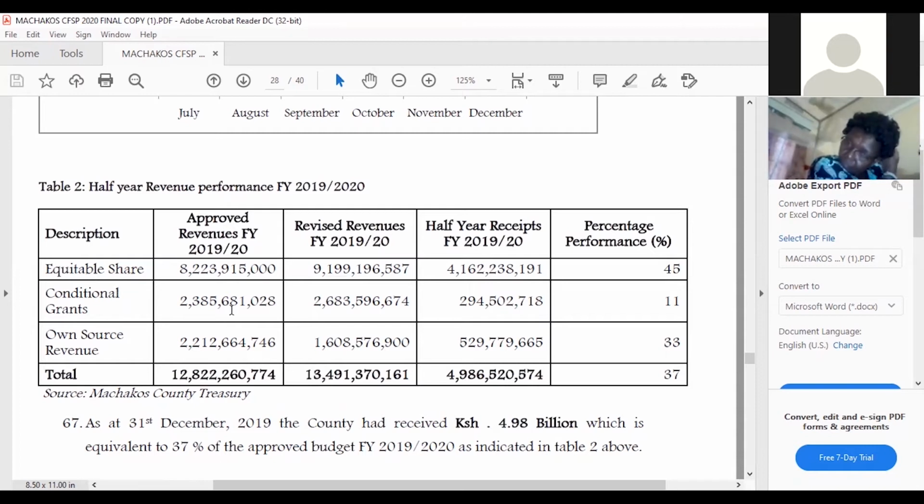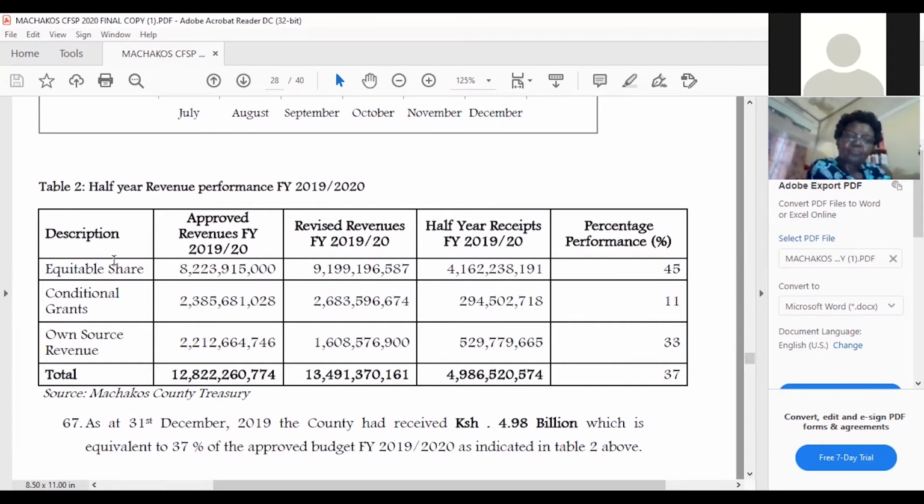So for conditional grants, the approved revenues were 2 billion, and then revised to 2.6 billion, and the half-year receipt that they got was 295 million. So when we look at performance, it is 11%. And then on-source revenue from the county, they had stated 2 billion, revised to 1.6 billion, and the half-year receipts were 529 million. That is 33% performance.